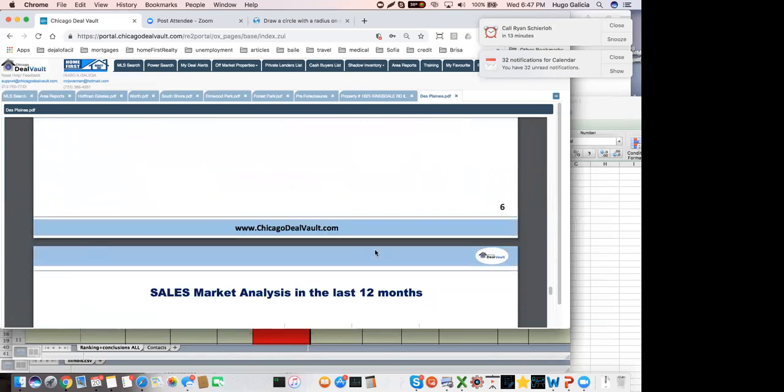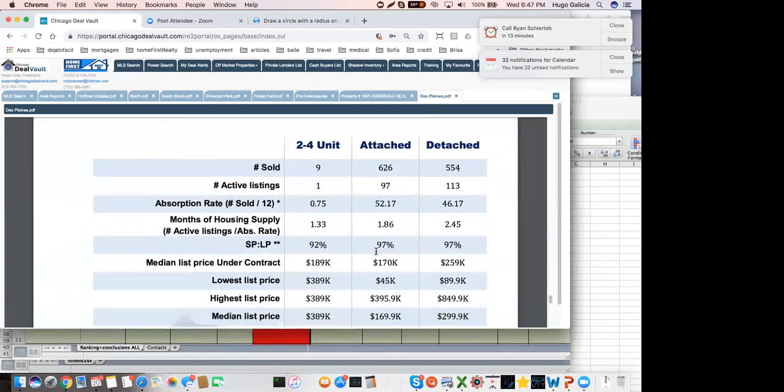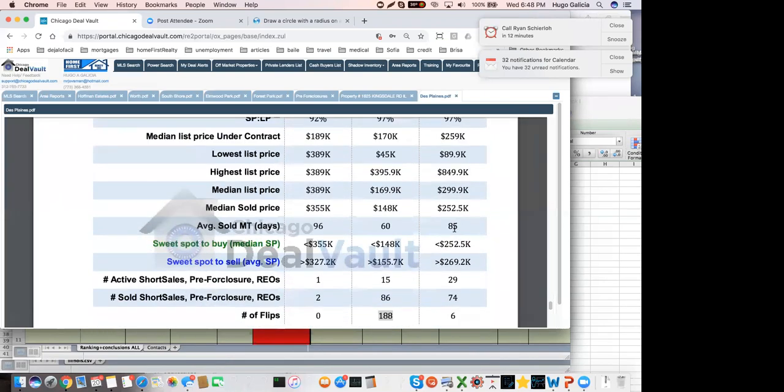Now let's look at the key numbers, friends. Okay, so absorption rate. Remember that I told you the rule of thumb, if it's over 20, it's a seller's market. Well, this is by far a seller's market. So this is a great area. Remember what I said, the rule of thumb, it has to be below 2 months of housing supply. Okay, so it meets the criteria for condos, townhomes, and it's almost right there in the borderline for single family home.